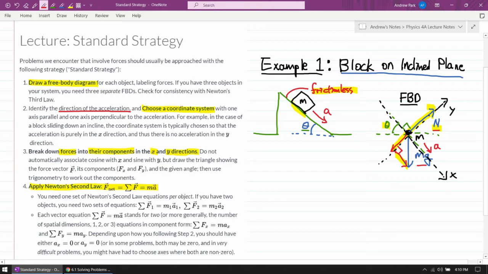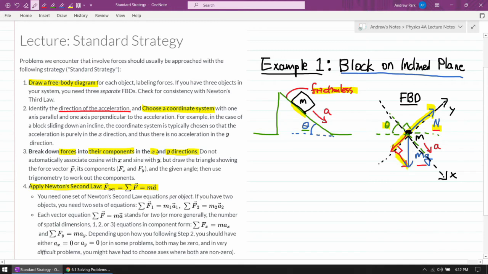Now, this is where I would advise caution. People who get into the habit of saying, oh, x is cosine and y is sine, tend to run into problems, because it won't always be the case that you can automatically associate x with cosine and y with sine. Instead, this is what I do advise. So the first is draw the triangle. I've already drawn one as I was labeling these components.